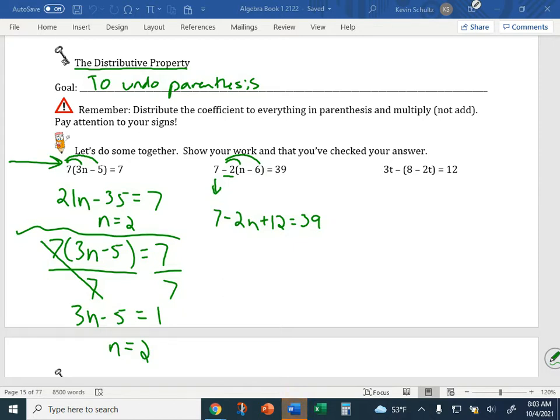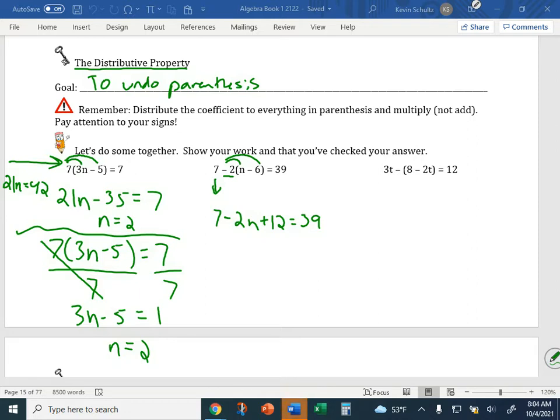I have a question. Yes. How'd you get n equals 2 on that? For which one? The top or the bottom? So I didn't show the work, but now that we're in a 2-step equation, we'd add 35 to both sides. So we would get 21n equals 42, and then divide by 21.